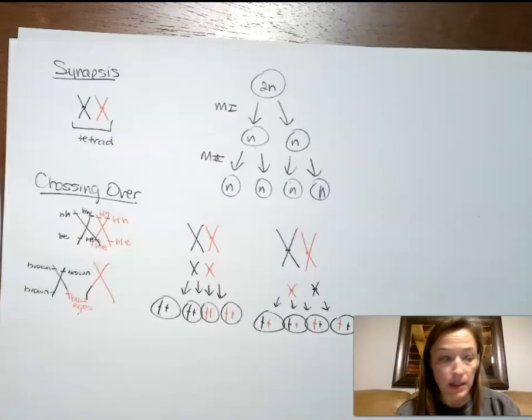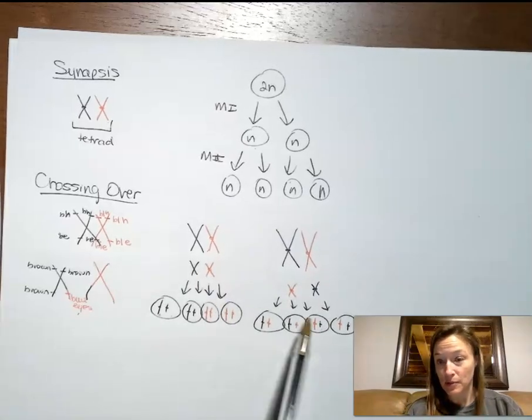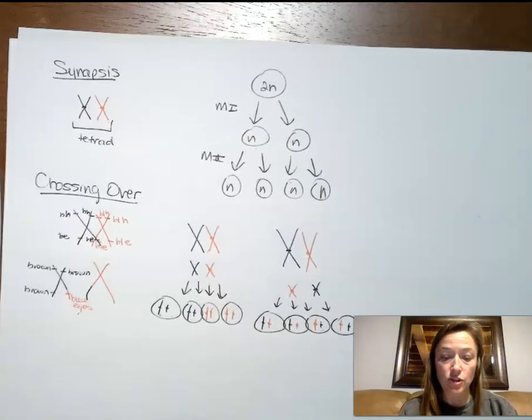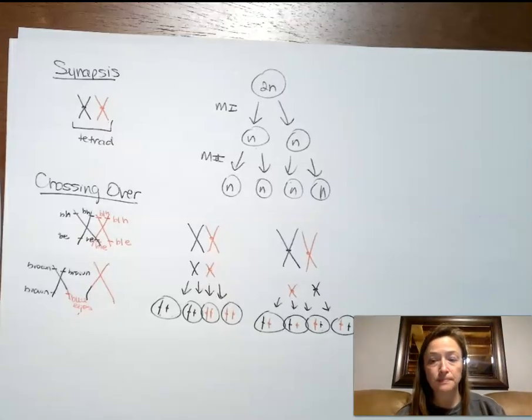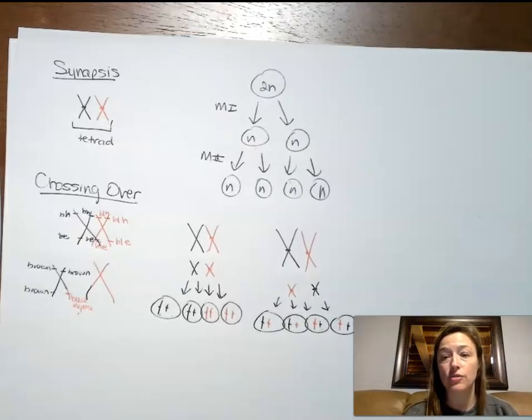I can define the independent assortment of chromosomes. We just did that. I can model the independent assortment of chromosomes. I just did that too, so you should be able to do that. And then I can explain the benefit of genetic variation in a species. I touched on this a little bit in the sexual and asexual reproduction video. But basically, with asexual reproduction, all kids are the same. So you have a parent, it goes through mitosis, and it produces two identical children.